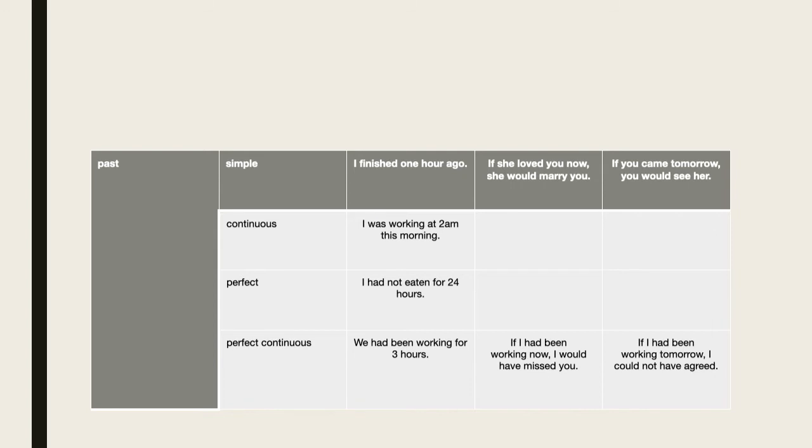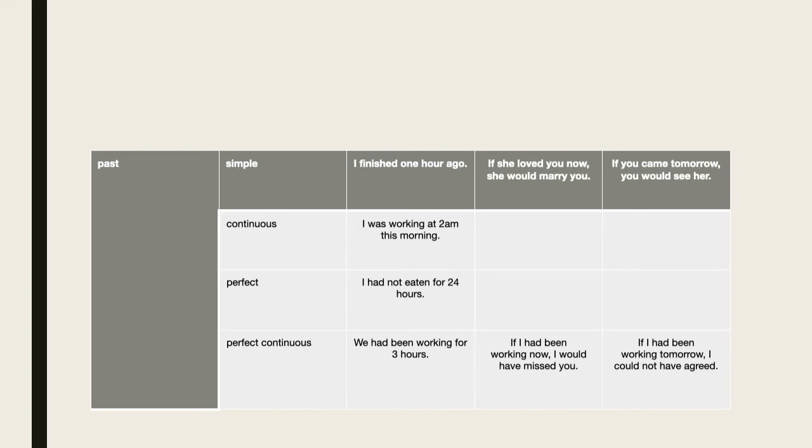Now the next example is for the past continuous tense. So if I say I was working at 2 a.m. this morning, then I'm talking about the past time. Then the example for past perfect tense is I had not eaten for 24 hours. So I'm talking about past time here.